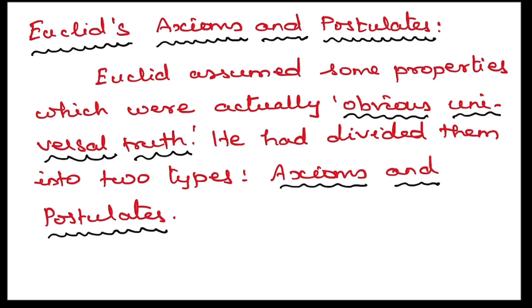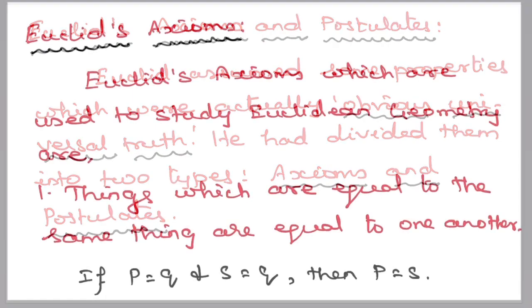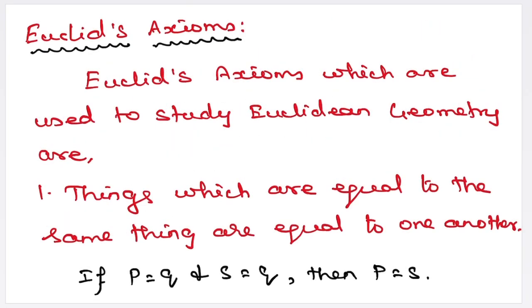அது என்ன postulates-னு யோசிப்பீங்க. Postulates are meant for a specific field like geometry, whereas axioms are applicable in every field of science. இதுதான் axiomக்கும் postulateஸ்க்கும் உள்ள difference. Now we will go to the Euclid's axioms.